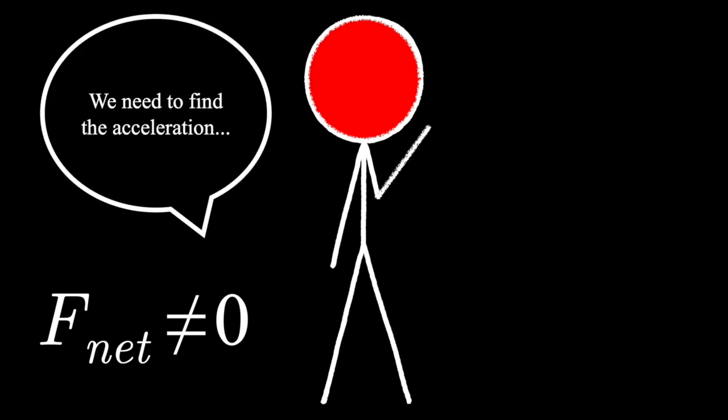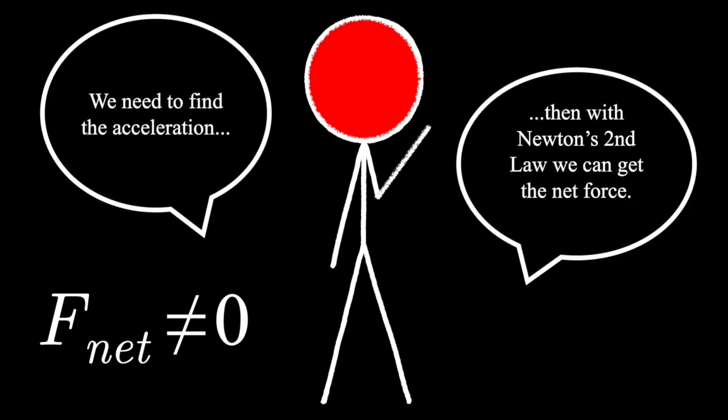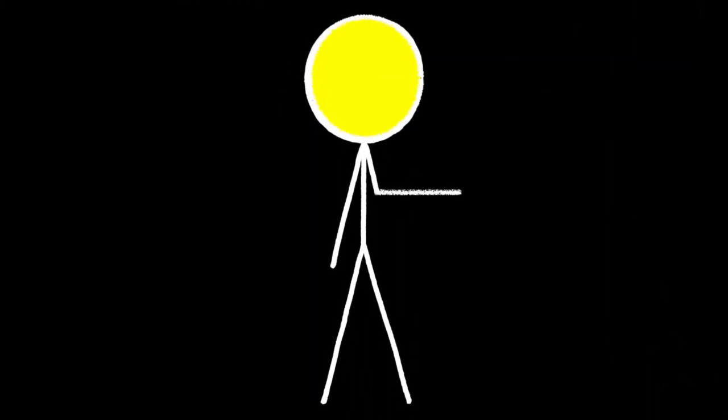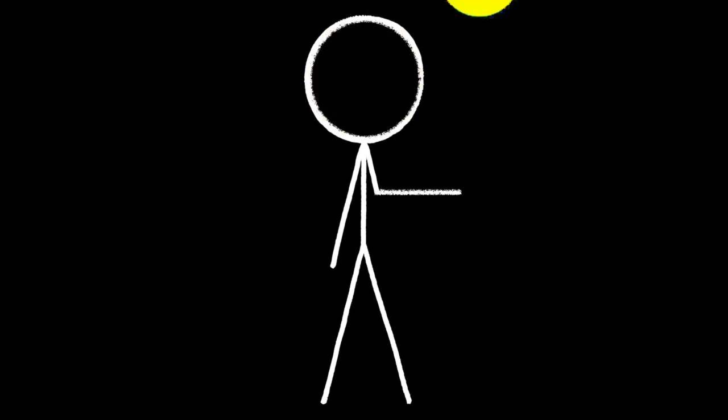The constantly changing velocity implies that there must be a non-zero net force on the blue ball. If we can determine the acceleration, then Newton's second law can be used to find the net force. Ready? Let's go.